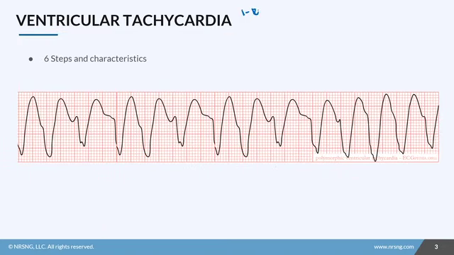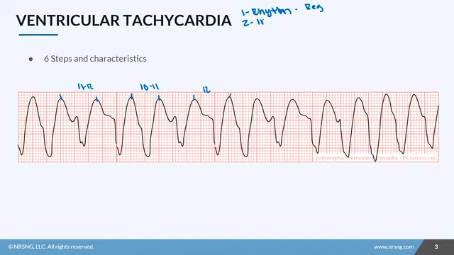In step number 1, we look at the rhythm and find out, are we regular or irregular? So here, let's try to count some boxes in between the R waves. From that one to that one, we have about 11 to 12. From here to here, about 10 to 11. Here to here, about 12. So for the most part, it's between 10 and 12, so we can say that the rhythm is regular. With VTach, it will either be regular or irregular.